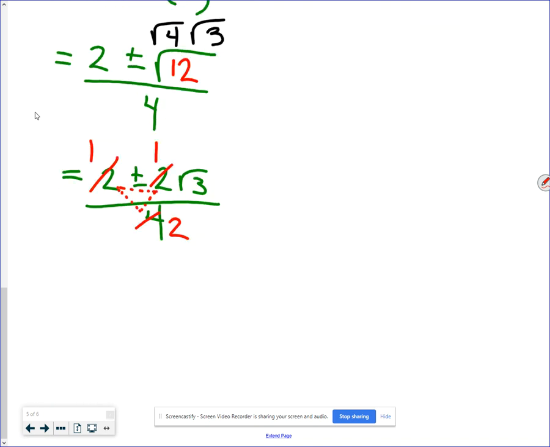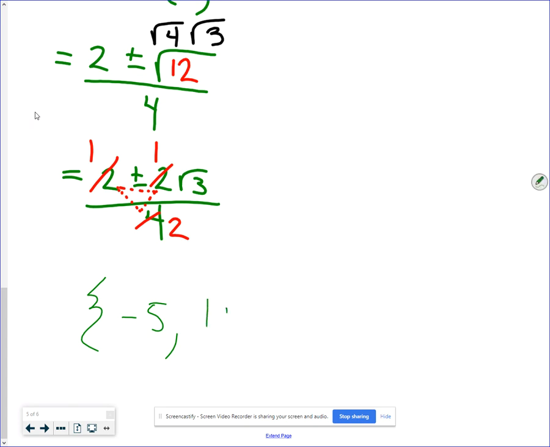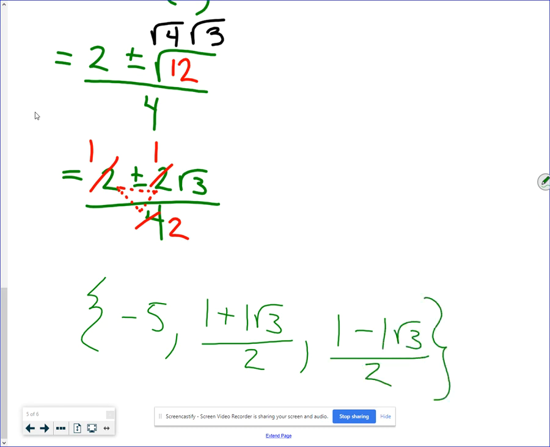Alright, so a recap here. Here's what we have. Remember, we found one rational root of this equation. The rational root was -5. So that's one of the roots. And then here's our other 2 roots. We got 1 plus 1 square root of 3 over 2. And we got 1 minus 1 square root of 3 over 2. Here are our 3 roots, because it was a cubic equation. The first root is rational. The last 2 roots are irrational.